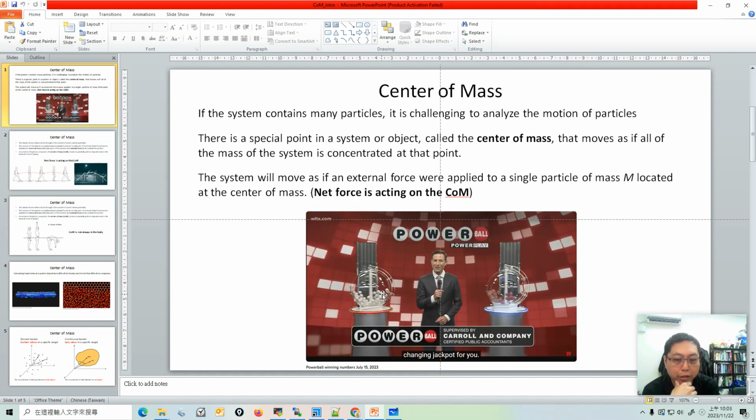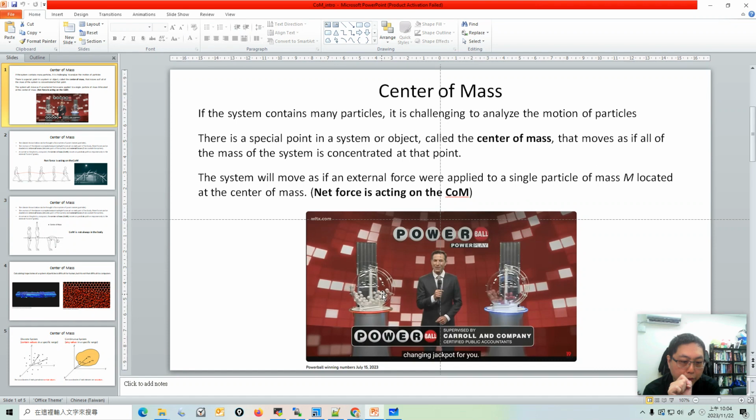For such a complicated system, can we reduce the complexity of the problem? Yes, we can. So we need a concept called the center of mass, and the center of mass is a very special point. You can treat this point as if all the total mass of the system of particles is concentrated at that particular point.